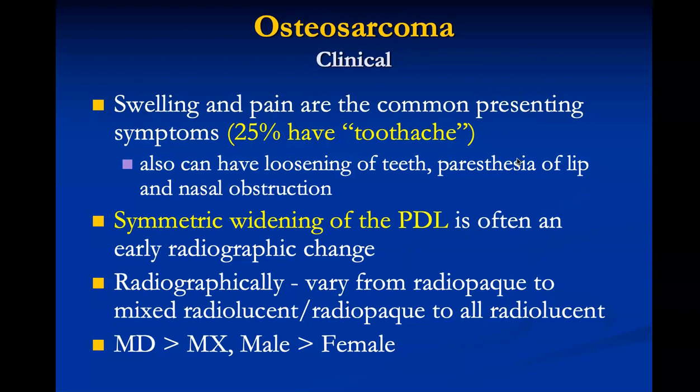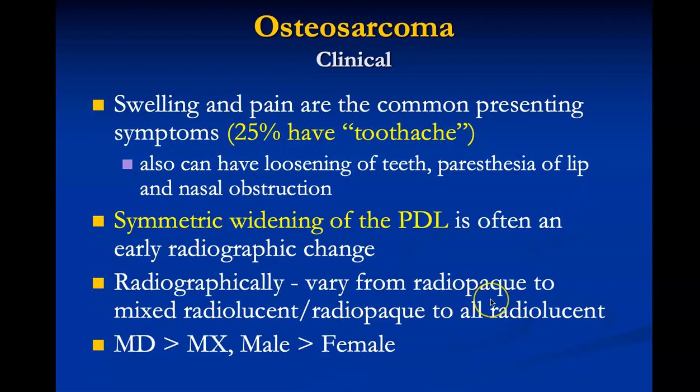Anytime a patient has a mass within the jaw and has paresthesia, we're always worried that that's going to be a malignant lesion. If it's up in the maxilla, of course, you could have nasal obstruction. Again, as I mentioned previously, you can see that symmetric widening of the PDL space.